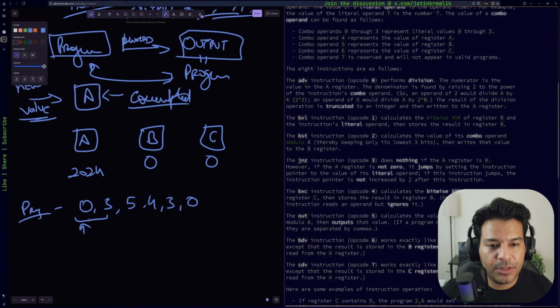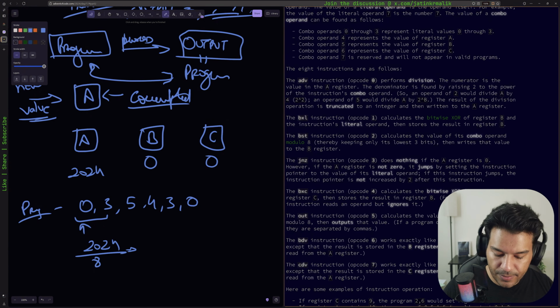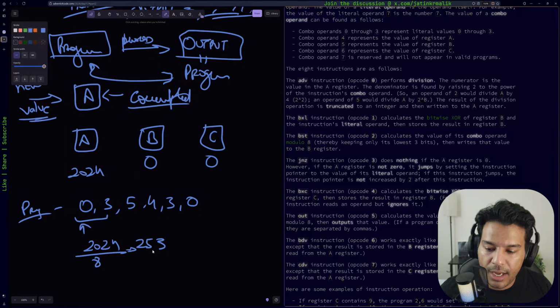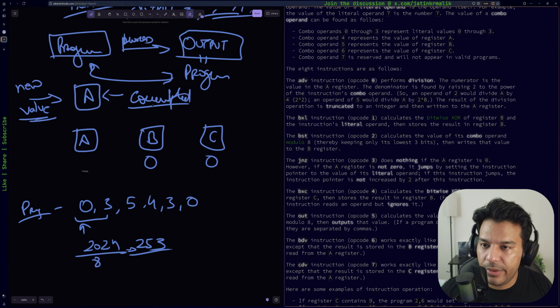If we look here, it says that if your opcode is 0, it performs division. The numerator is the value in A. So it takes 2024 divided by the combo operand, which is 3 here, so 2 raised to the power 3, which is 8. If we divide this, it comes to 253. Once we get the 253 value, we write it back to the A register. So now the A register will have the value 253.